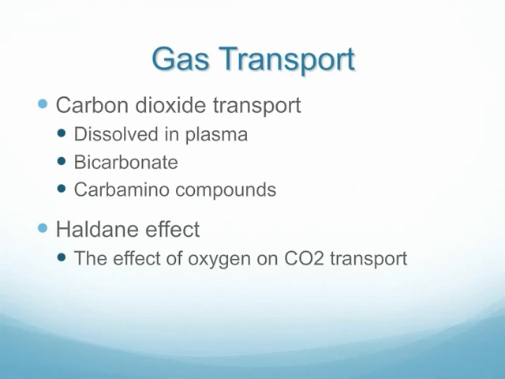Carbon dioxide is also transported from the tissues back to the lung to be eliminated. Carbon dioxide transport is first dissolved in the blood and may be buffered by bicarbonate or our carbamino compounds. They may also be buffering our carbon dioxide on its way back out of the lung.